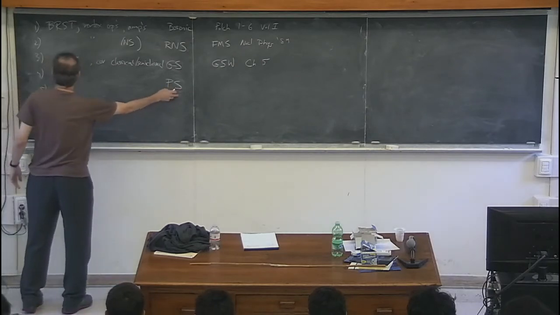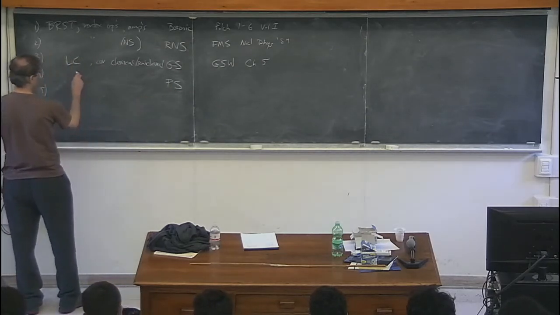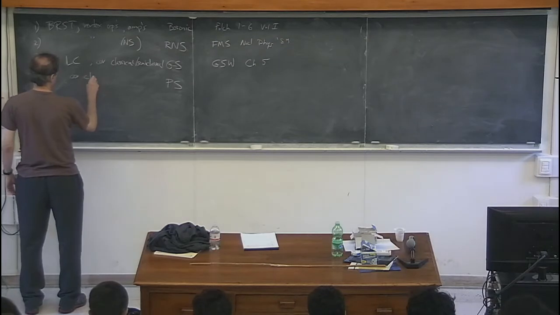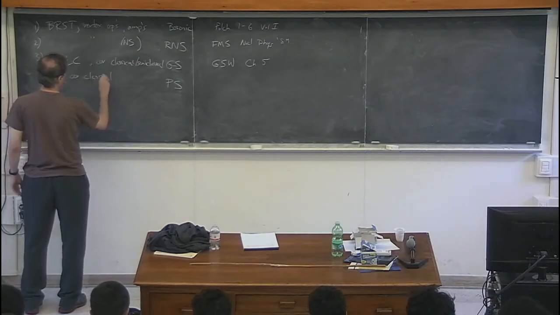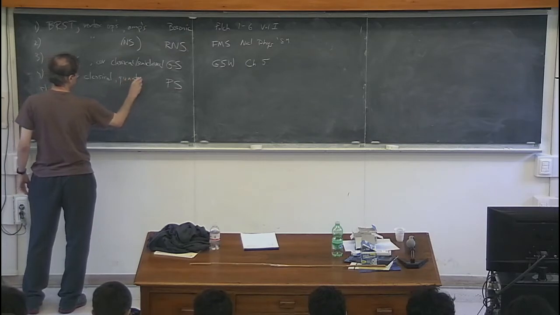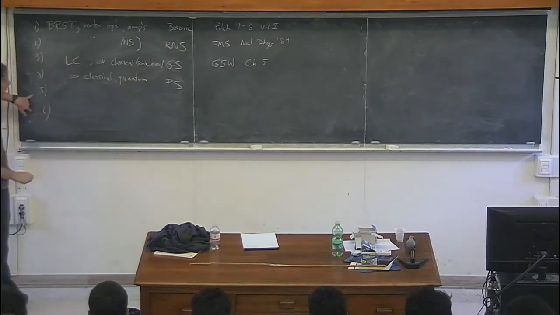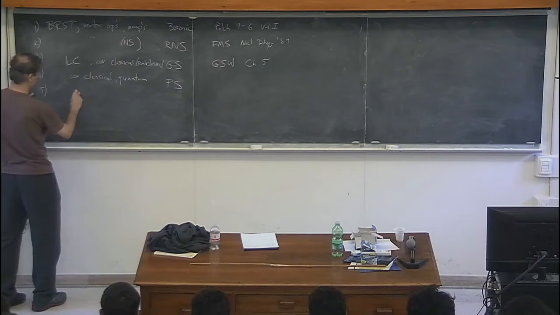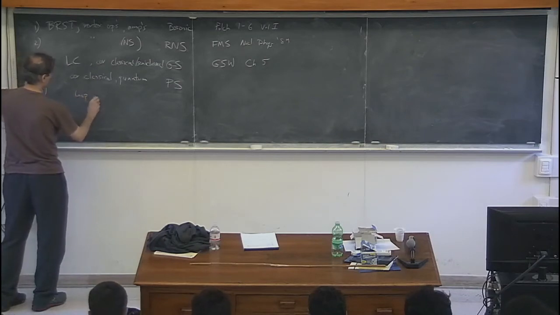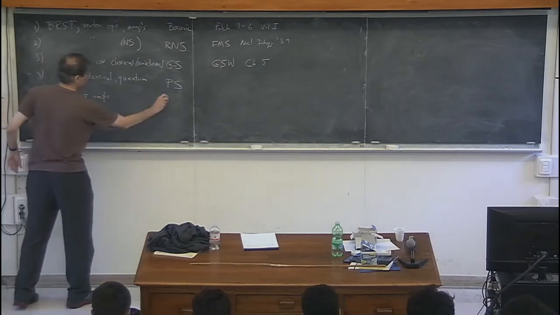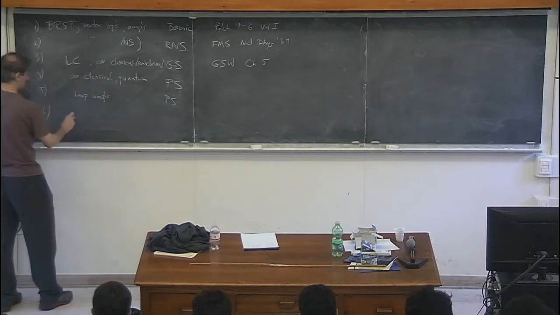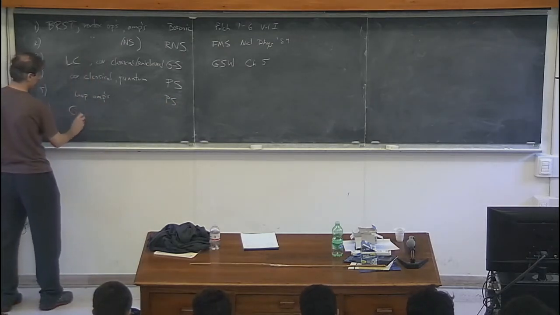So we'll go then to this pure spinor formalism where we can discuss it classically and also quantum. Essentially, we can reproduce these things for the pure spinor formalism. And then, depending on how much time I have, we can discuss loop amplitudes using this pure spinor formalism. And finally, we'll discuss curved backgrounds, including AdS.